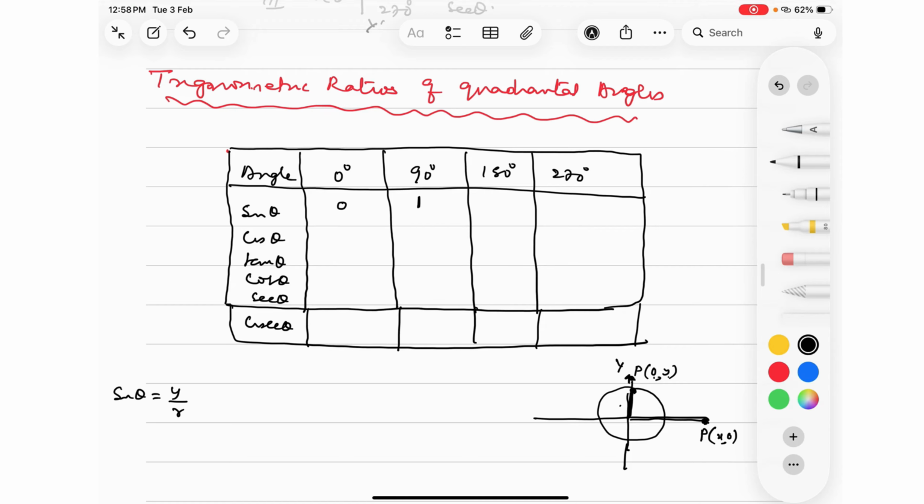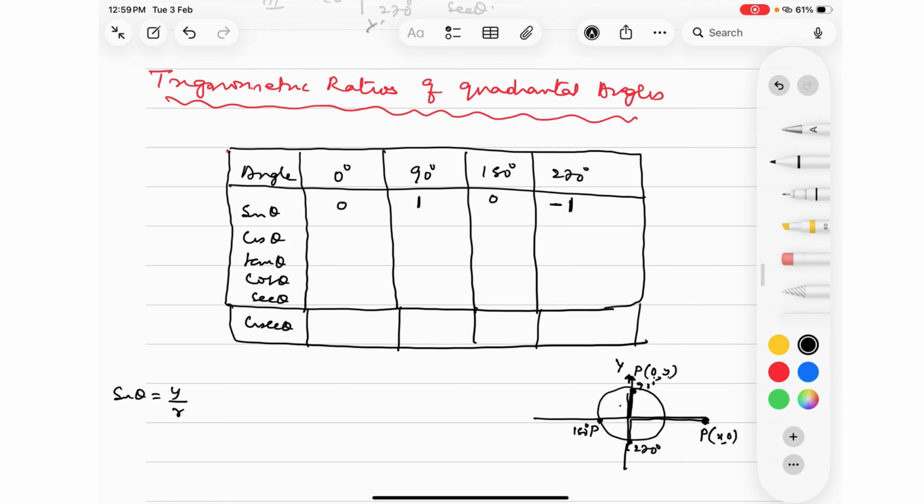Similarly sine 180 degrees, again the point P will be here somewhere. Therefore again at this point y will be 0. And if the point P is here, that is exactly 270 degrees. This is 270, this is 90, this is 180. So again at this point the x coordinate will be 0 and the y coordinate will not be 0. It will be the same as radius 1, but it is on the negative side of the y-axis. Therefore sine 270 is minus 1.